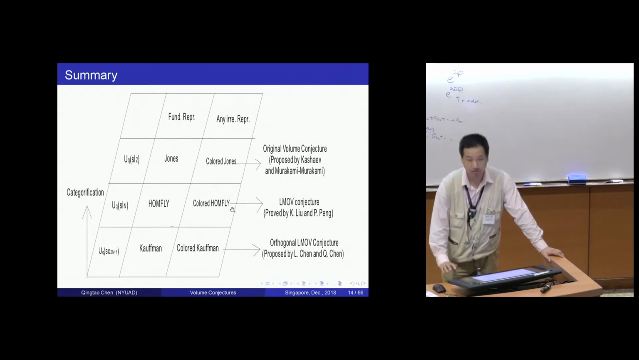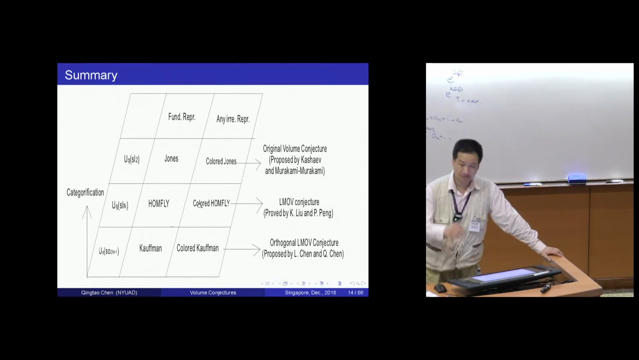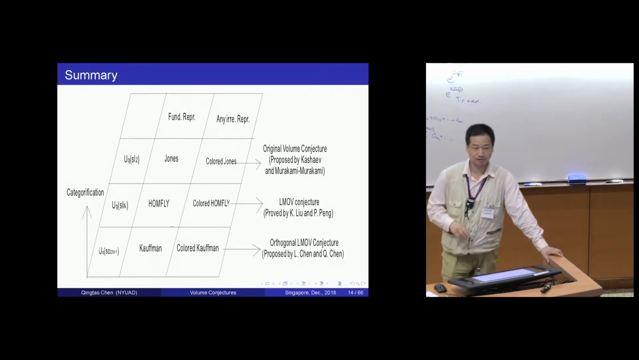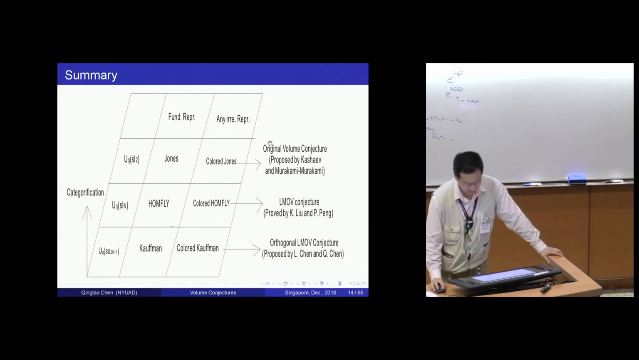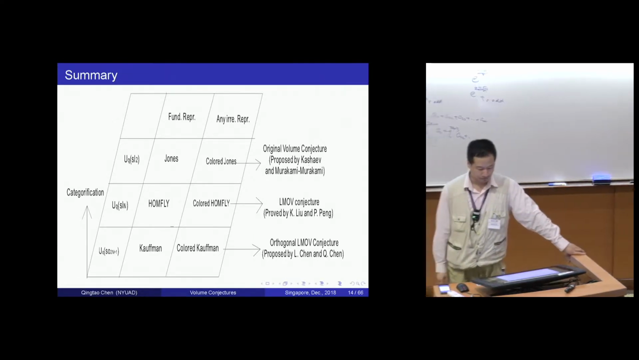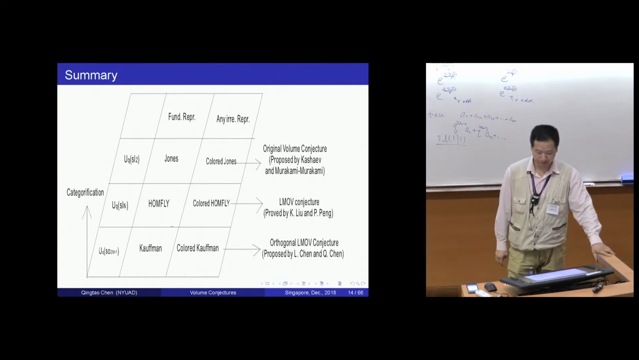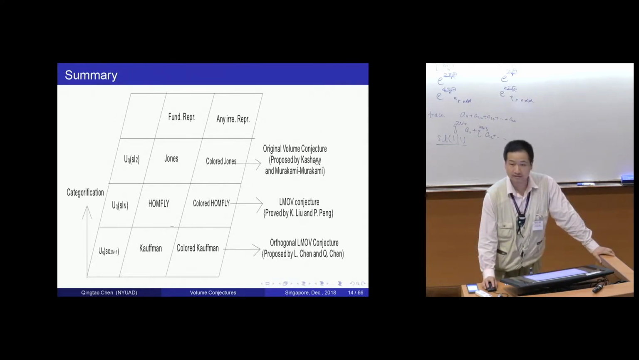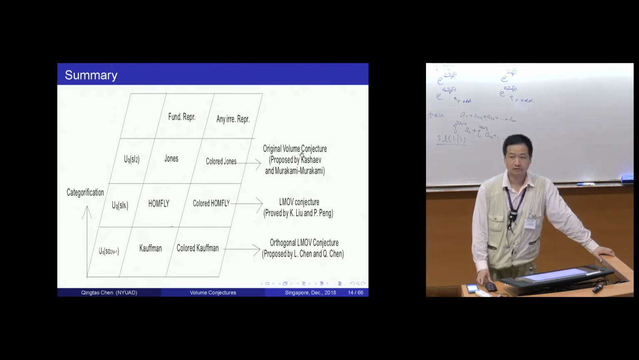So this is the first floor. And now we have the second floor, or maybe a third floor. We also have some secret interactions with other branches of mathematics. Here are several of them. The first one is probably the most important one, the so-called original volume conjecture. It was proposed by Kashaev in 1997 and Murakami in 2001. This is the secret interaction with low-dimensional topology and hyperbolic geometry.